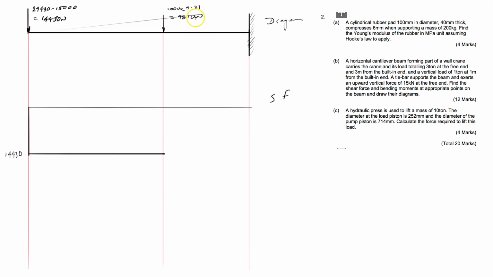And I go down to 9810, so 14430 minus 9810 comes out at 24240. What happens there? 24240, and that's just come from 14430 add 9810. I suppose this is all negative, isn't it?